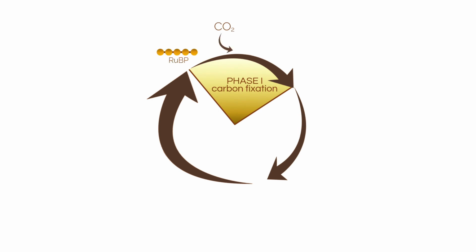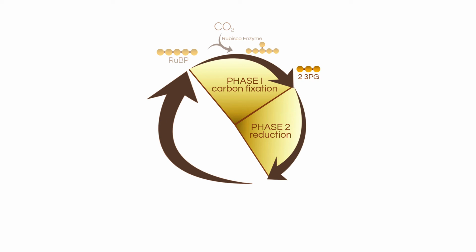CO2 is attached to RuBP, a 5-carbon molecule, with the enzyme rubisco, resulting in an unstable 6-carbon molecule that quickly splits into 2 3-carbon molecules called 3-phosphoglycerate, or 3-PG. The process of converting CO2 to carbohydrate begins. This phase is the reduction phase because we're adding electrons and energy to the CO2 molecule.